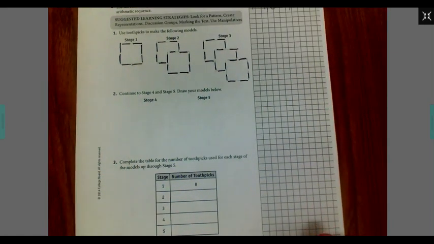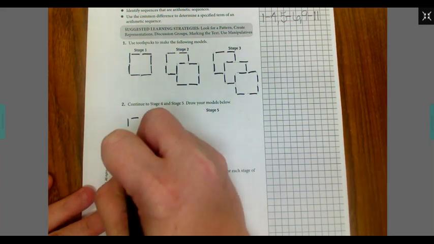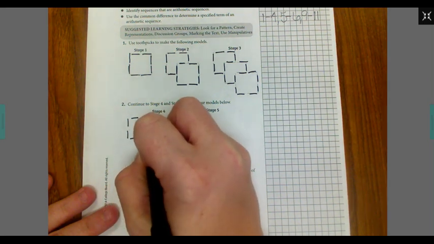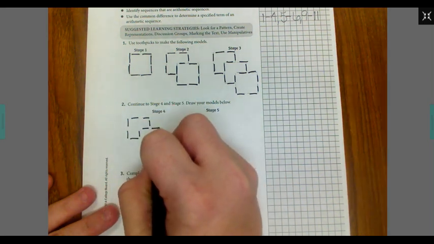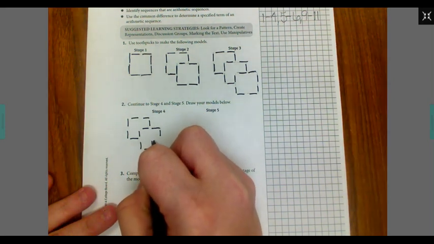Okay. And then we have the same thing, but this is at stage 3. Similar to that. Okay. So here for question 2, it says continue to stage 4 and stage 5 and draw your model below. So let's see if we can identify the pattern. So we're going to have 1, 2, 3, 4, 5. This is going to go up now. Then we're going to have 1, 2. We've got this other one to come in.